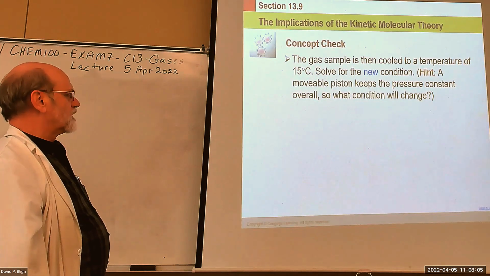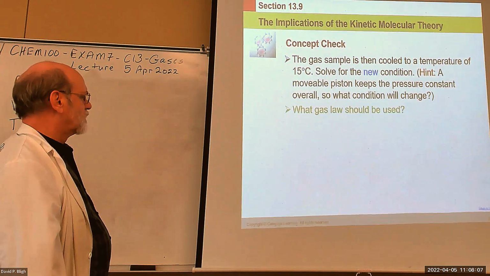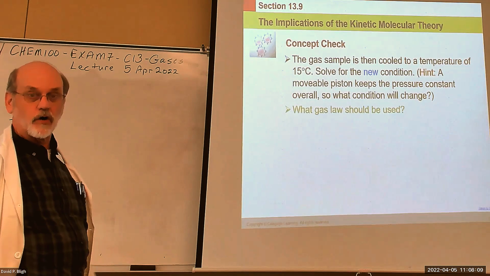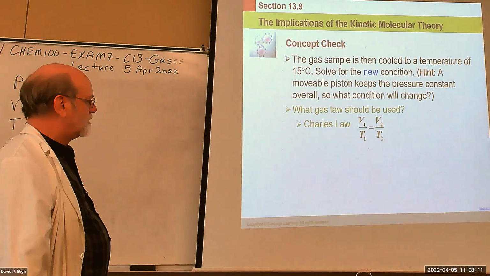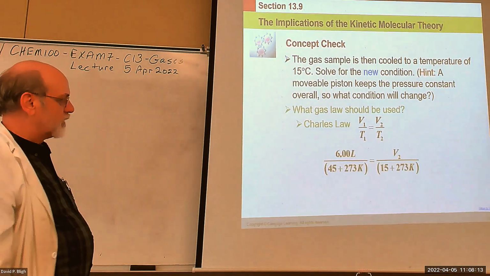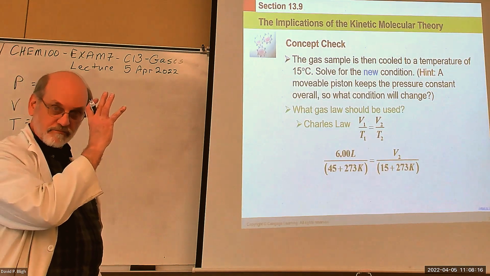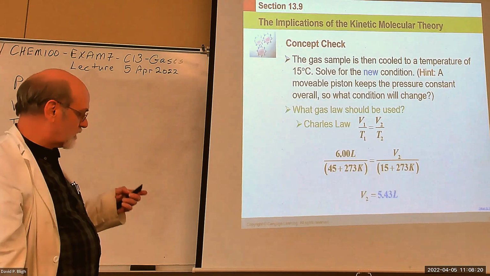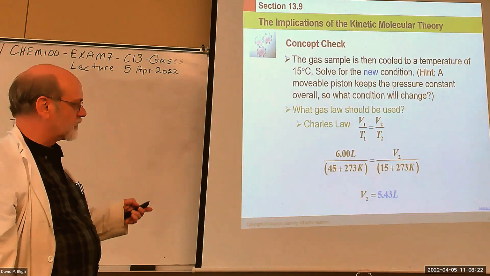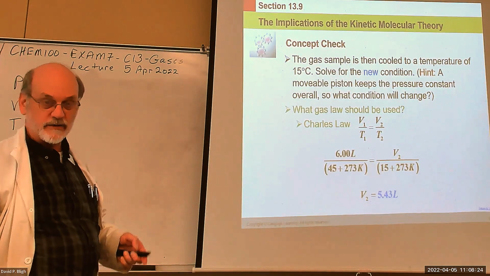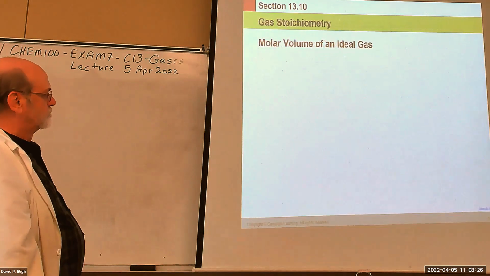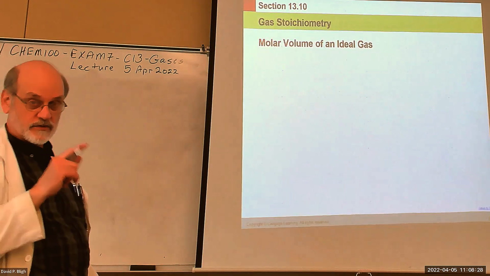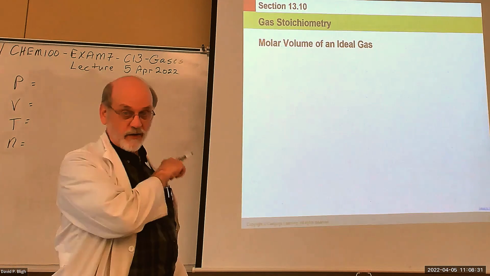So we're going to cool the temperature down to 15. What gas law did we use? I just told you, Charles' law. And if we actually quantify these changes, then you can calculate the final volume. It decreases from 6 liters to 5.43 liters. Remember, we had to change the temperature to Kelvin in order to do that calculation.